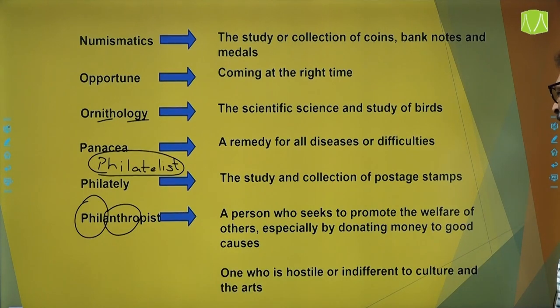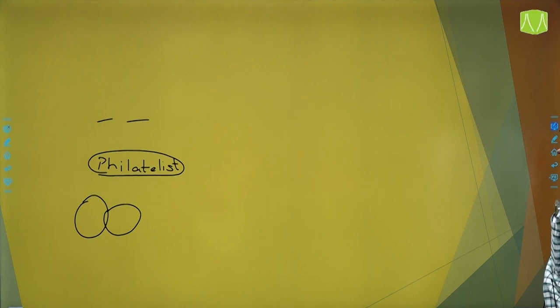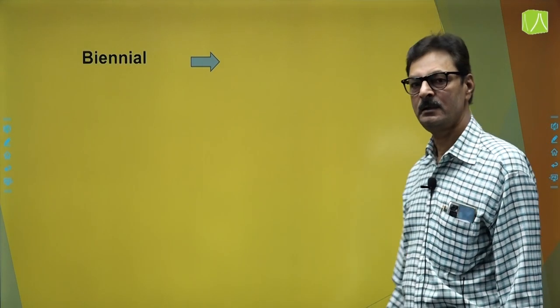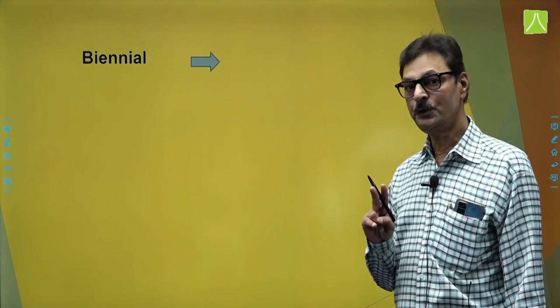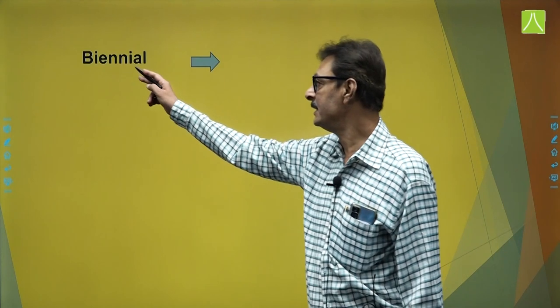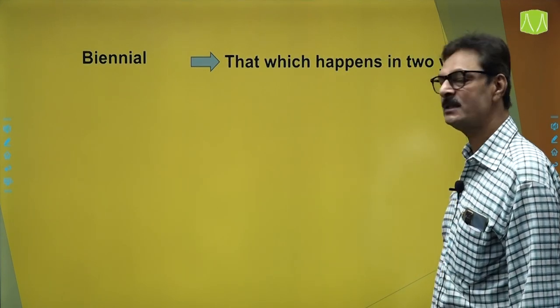Next, one who is hostile or indifferent to culture and arts is a philistine. Some more words. Biennial, we have done this word before. Bi means two, year. So that which happens in two years is biennial.